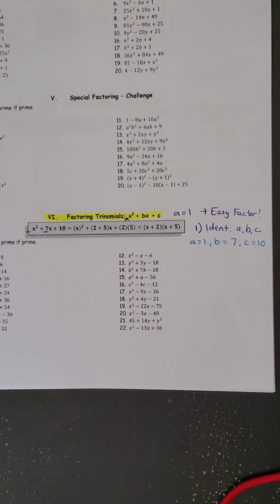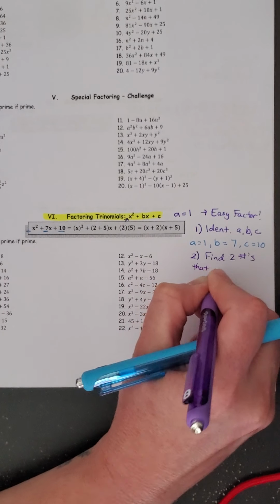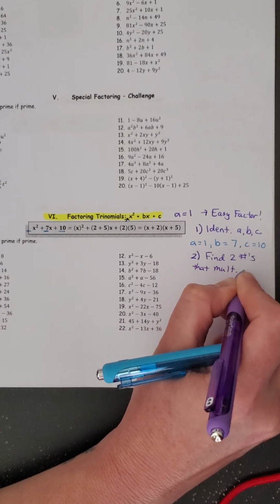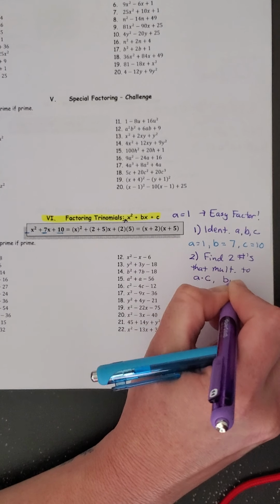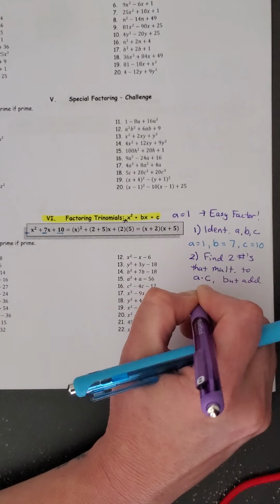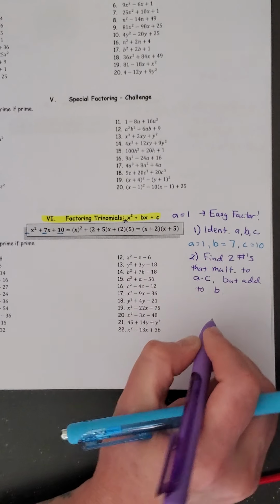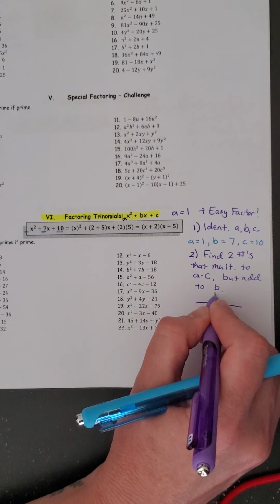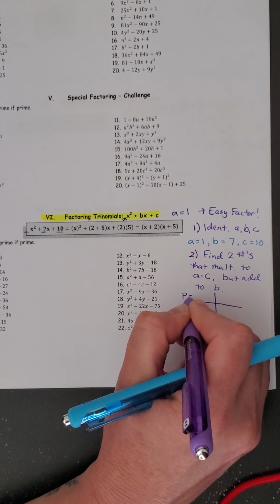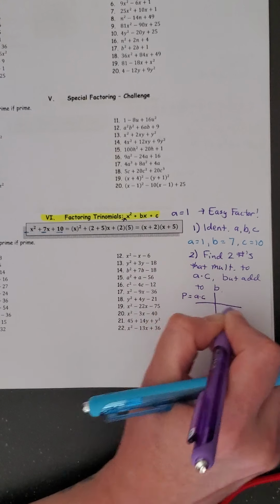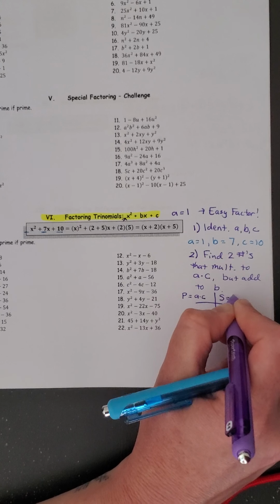So my next step is to find two numbers that multiply to A times C, but add to B. To do that, I'm going to make a little table. Here's my product. They need to multiply to A times C, and they have to sum to B.